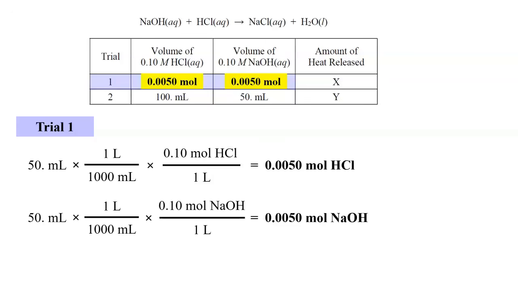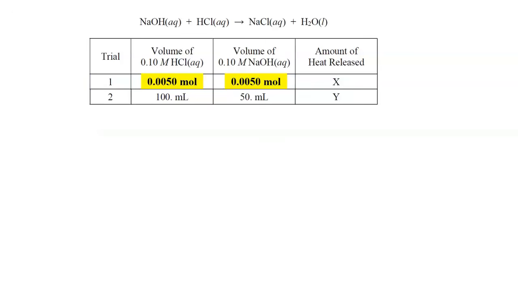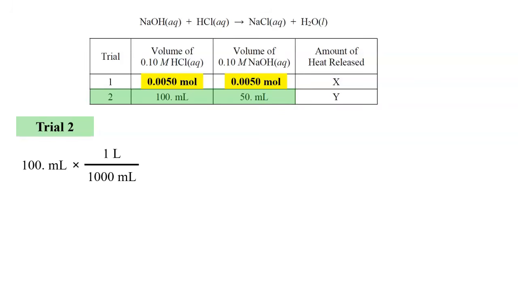Now, if you notice, they did double the volume of hydrochloric acid going from trial 1 to trial 2, but they did not change the volume of the sodium hydroxide. So when we look at the calculations for trial 2, the number of moles of HCl will be twice as much. So it's going to be 100 milliliters, again converting from milliliters to liters, so times 1 liter over 1,000 milliliters, and then times the molarity, which is still 0.10 moles per liter for HCl.